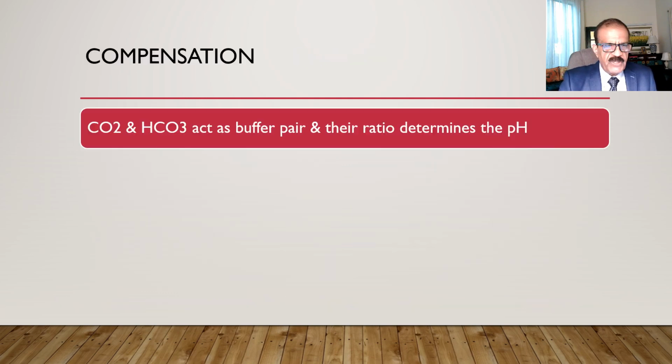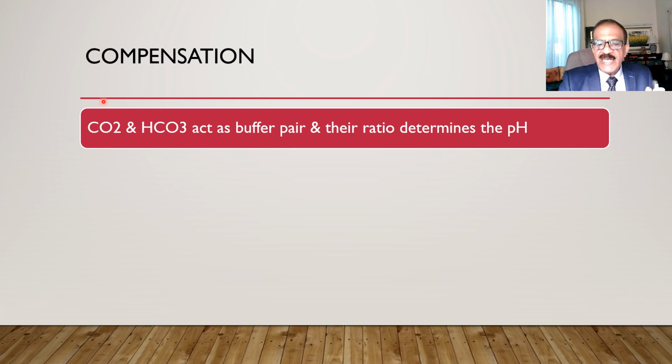What is compensation? Carbon dioxide and bicarb act as buffer pair and their ratio determines the pH. There are many other acids and bases in the body, but carbon dioxide and bicarb, they have the primary responsibility of maintaining pH in the body. And nature has made a very good system. Carbon dioxide is acid, bicarb is alkali, both are to be in a normal ratio.